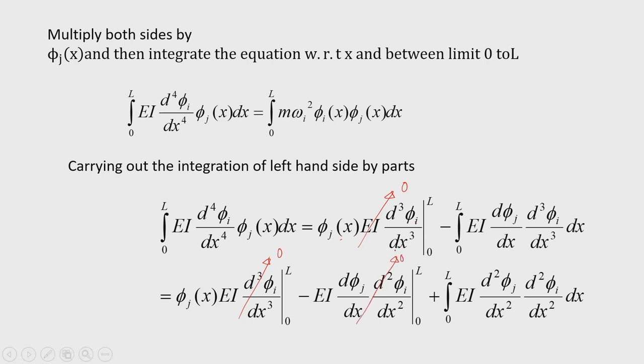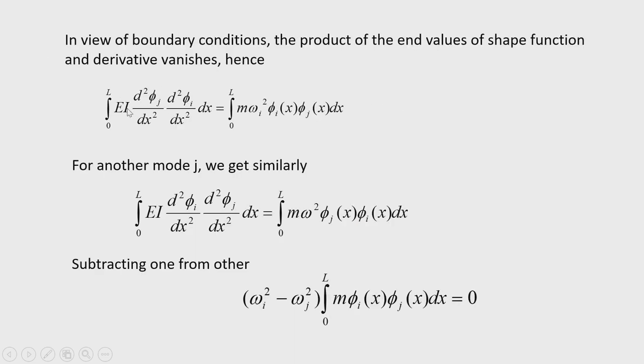So that means ultimately we are left with EI d square phi j by dx square into d square phi i by dx square into dx, equal to integral 0 to l of m omega i square phi i x phi j x dx. For another mode j, we get similarly EI into d square phi i by dx square into d square phi j by dx square into dx equal to m omega, this was i, now in the jth mode we are getting omega j, so omega j square phi j x into phi i x into dx.